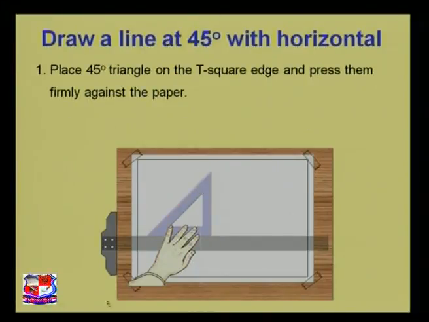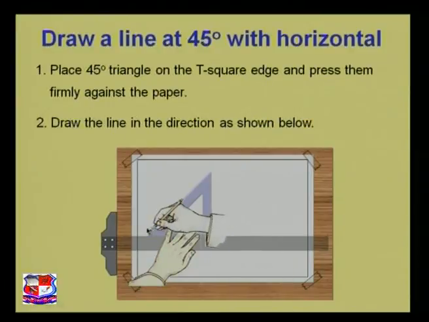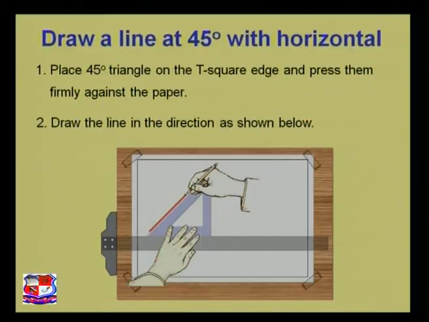We want to draw a 45-degree line. This angle is 45 degrees. This angle is 45 degrees. So we are going to draw a line on this edge itself. So we can easily get a 45-degree line without using any sort of protractor. This line is exactly perpendicular and this line is exactly at 45 degrees. Draw the line in the direction as shown below. We have drawn a line at 45 degrees with the horizontal line.